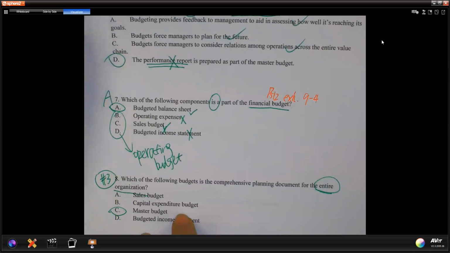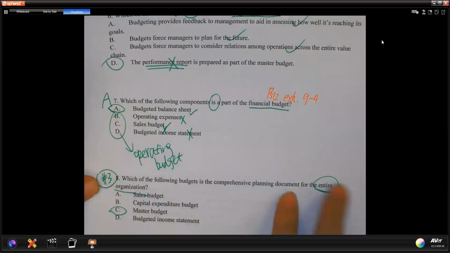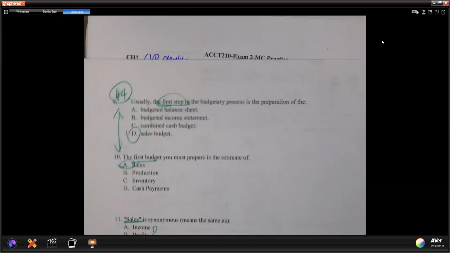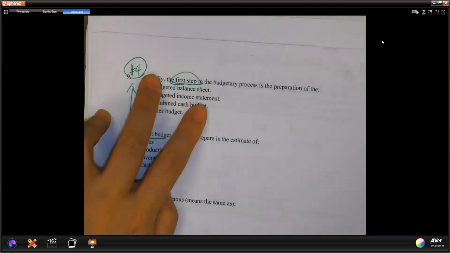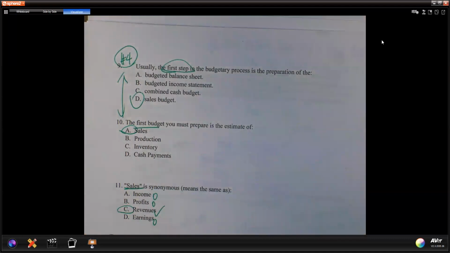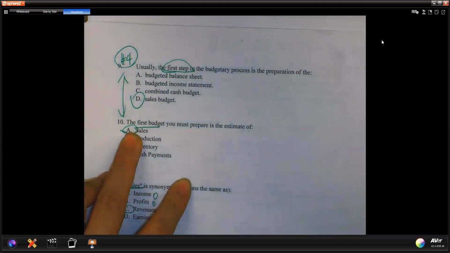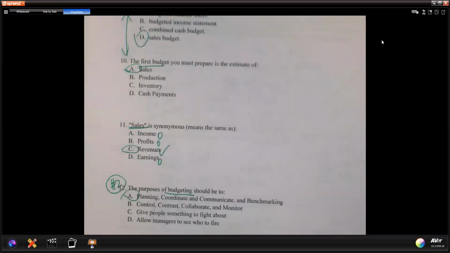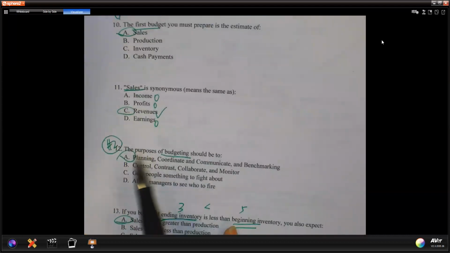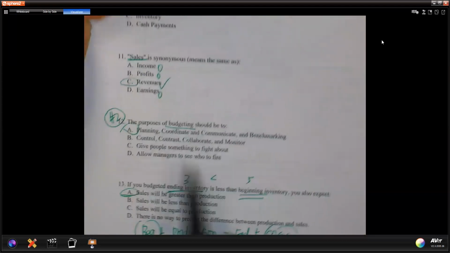Question 8 is the same as question 3. Entire organization is your master budget. Question 9 is similar to question 4. First step is always the sales budget, and then question 10 is the same. Sales is the same as revenue. Sales, revenue, income, profits, and earnings, those three, they are the same. Purpose of budgets, we talked about that, is the same as question 2, three parts.